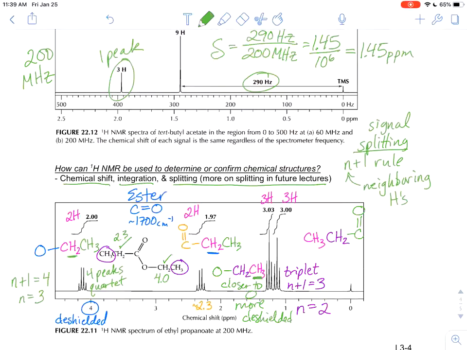And I hope that was useful. Remember, this last portion about splitting, we're going to be talking about in future lectures. This is just a little bit of a recap of stuff, and also giving you a real glimpse into how NMR can be used to actually figure out the full chemical structure of a compound, given little puzzle pieces of integration, chemical shift, and eventually splitting.